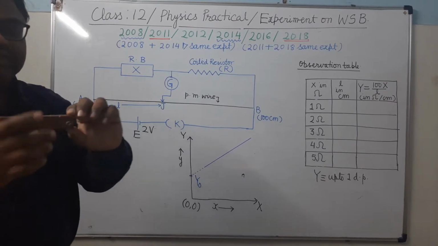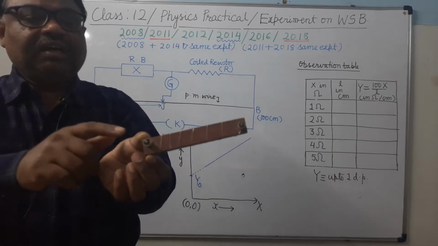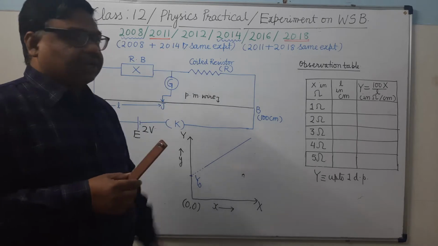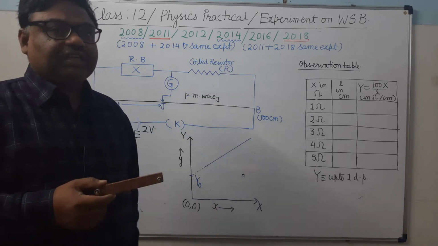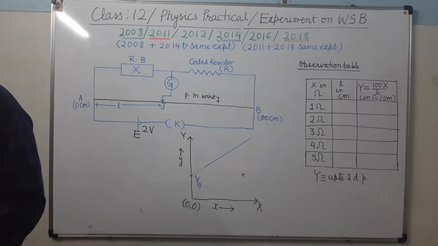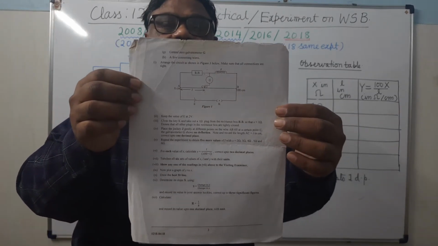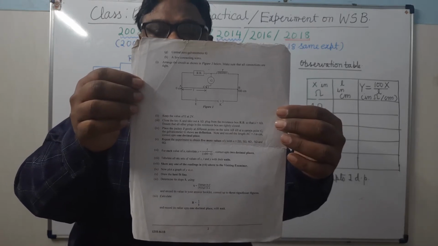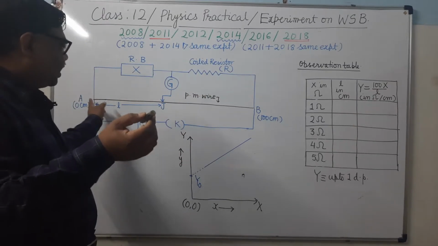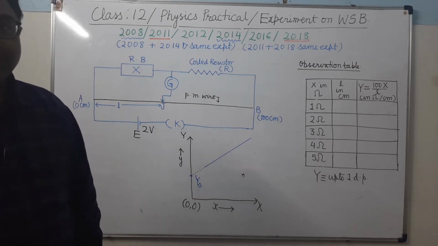Then this is a coiled resistor. Here these are the binding terminals of the coiled resistor, which we have represented by capital R. In some experiments, this coiled resistor has been represented by small r. For example, in the 2018 experiment it has been represented by small r. Then this is the jockey that you know, which will be touched at different points of the potentiometer wire in order to find the null point.